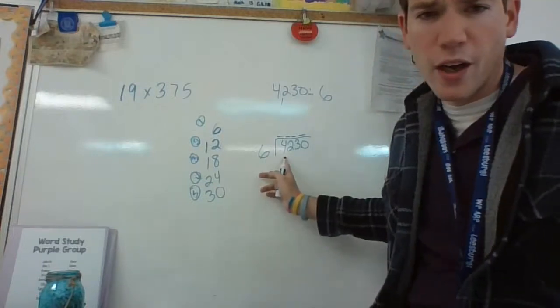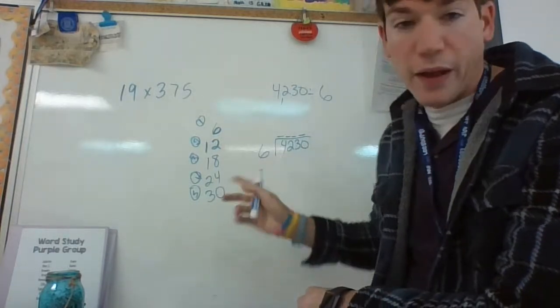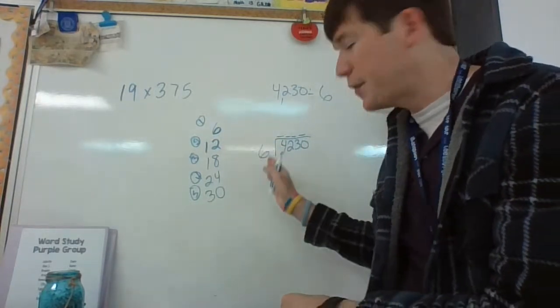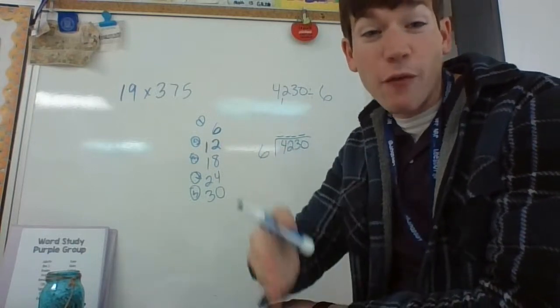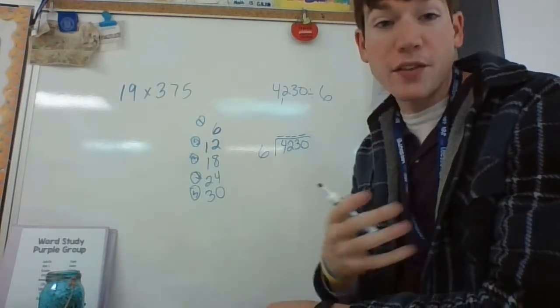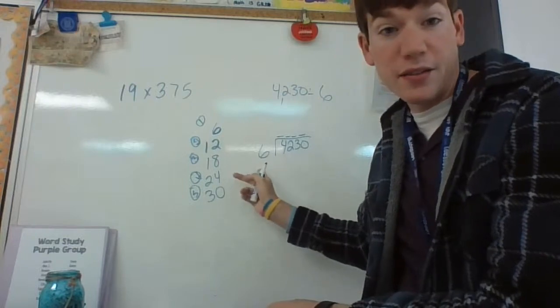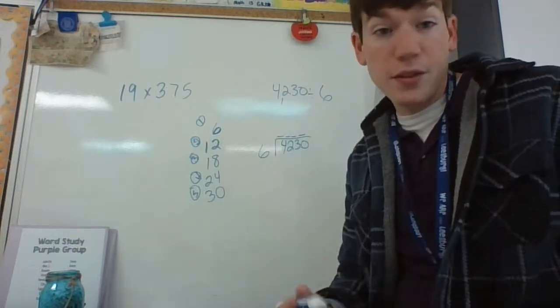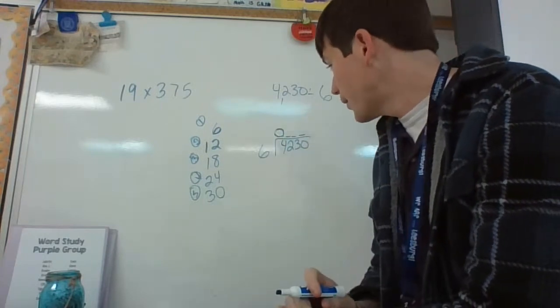Now when I first start here, I'm going to start off in my thousands place. And I'm going to ask myself, well, I have 4 thousands, but I have 6 groups. Do I have enough thousands to give every group 1,000? Well, since I only have 4, my answer would be no, because I only have 4,000, but I need 6. So can I give every group 1,000? No. So I'm going to put a 0 in the thousands place.